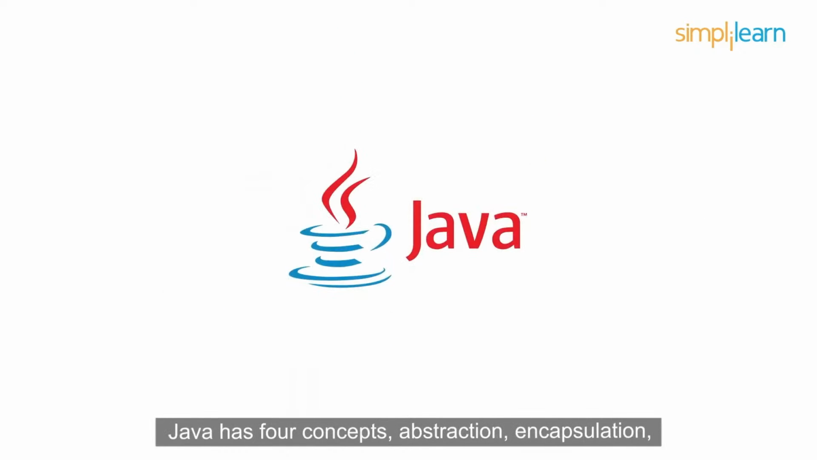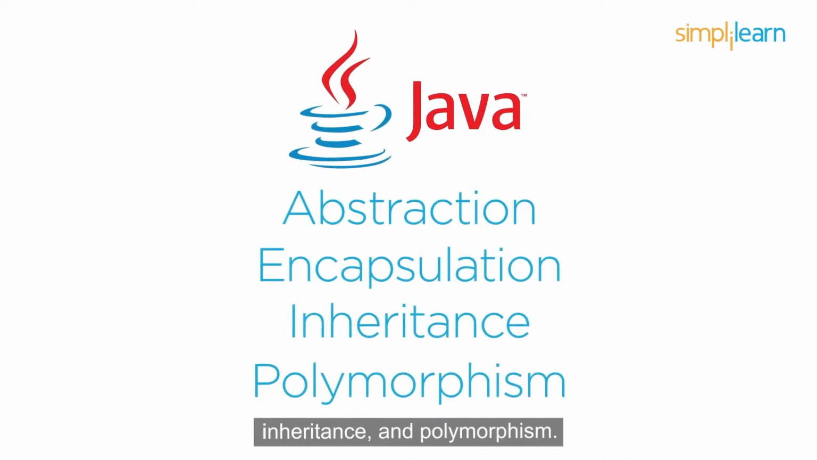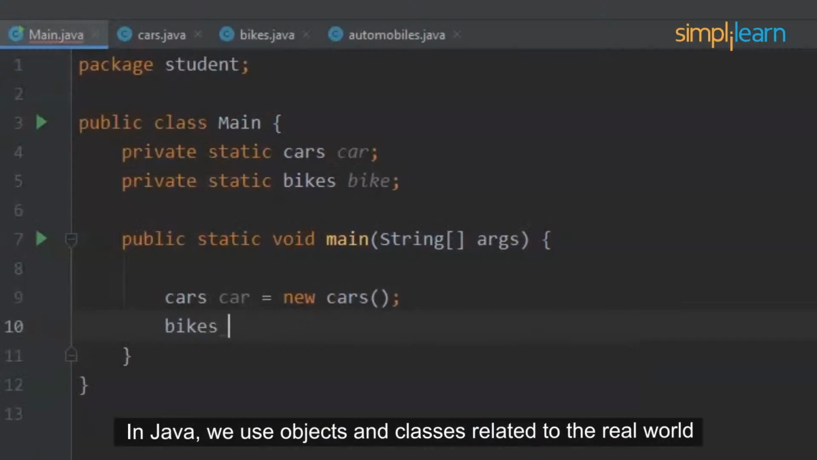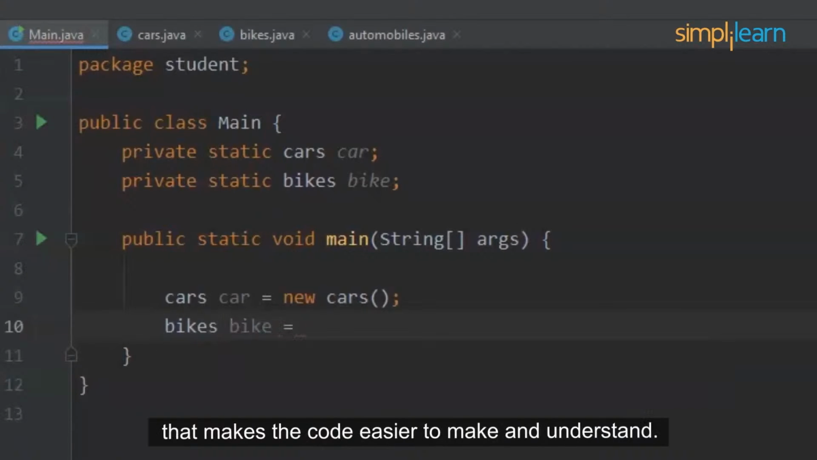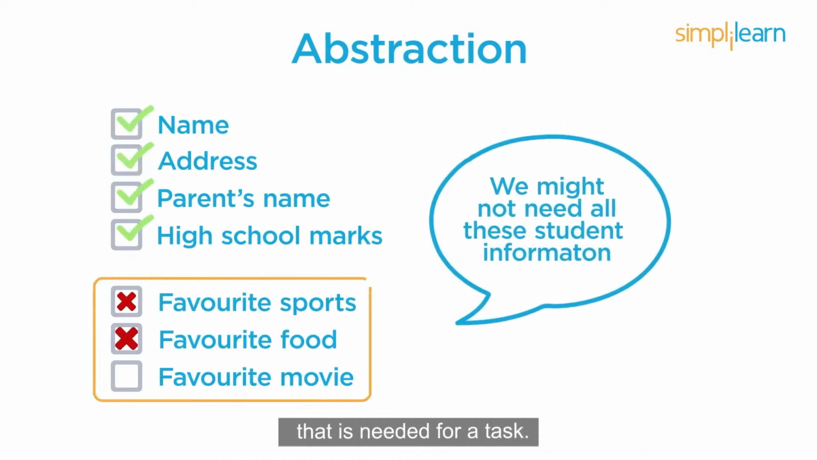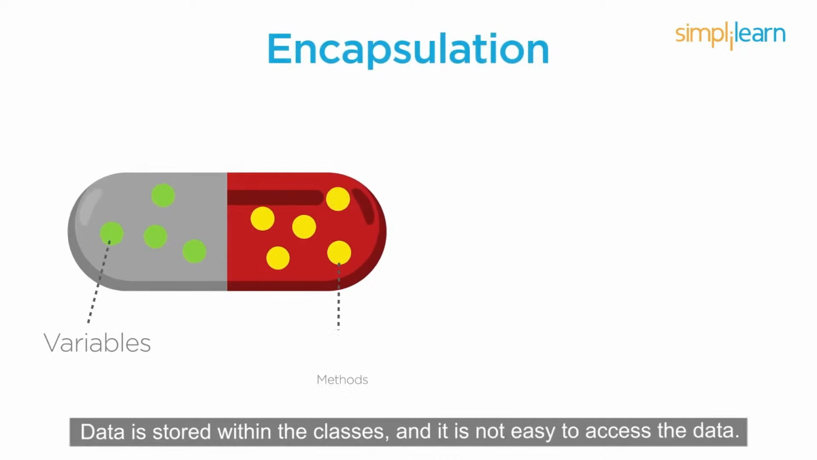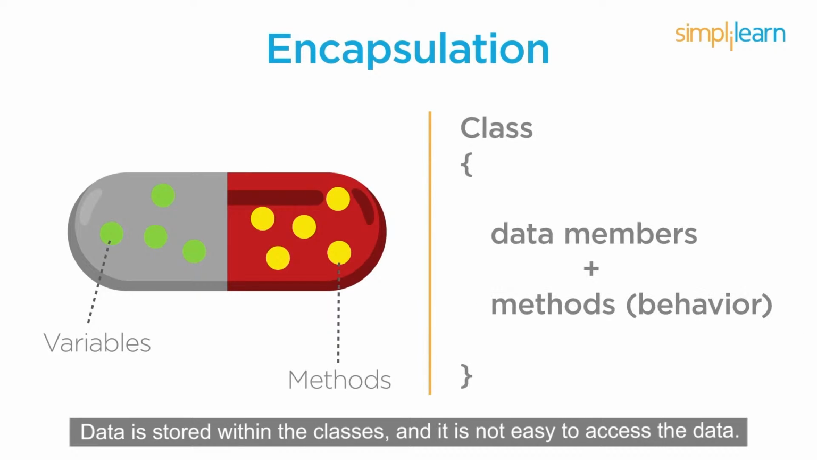Java has 4 concepts: abstraction, encapsulation, inheritance, and polymorphism. In Java, we use objects and classes related to the real world that makes the code easier to make and understand. Abstraction means showing the relevant information that is needed for a task. Encapsulation makes the Java code secure. Data is stored within the classes, and it is not easy to access the data.